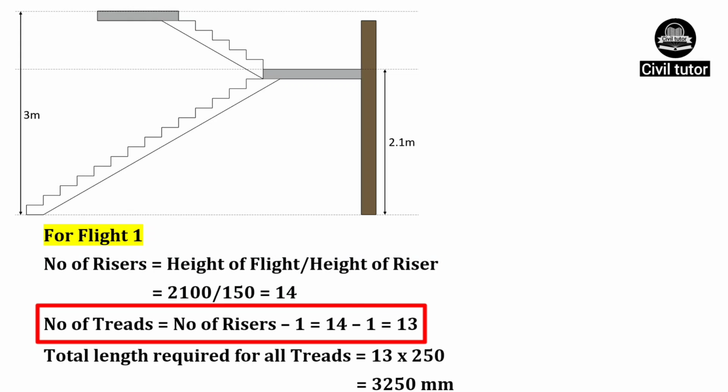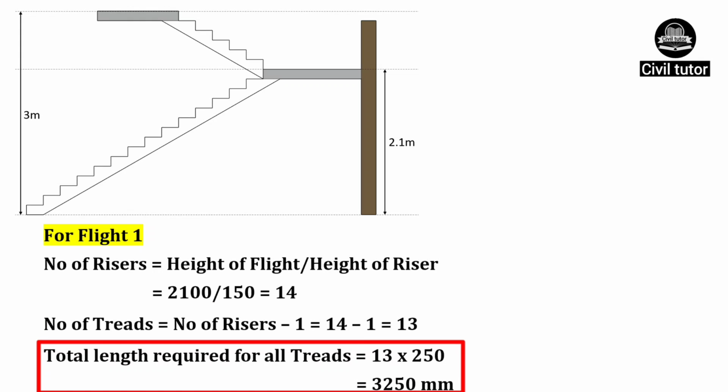Number of treads will be equal to number of risers minus 1, that is 14 minus 1, which will be equal to 13. Total length required for all treads will be equal to number of treads into size of each tread, that is 13 into 250, which will be equal to 3250 mm.